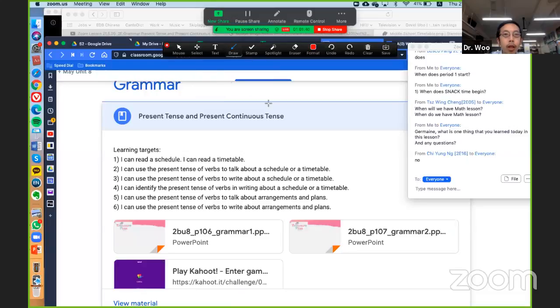So we achieved these learning targets. One, I can read a schedule. I can read a timetable. Two, I can use the present tense of verbs to talk about a schedule or a timetable. And three, I can use the present tense of verbs to write about a schedule or a timetable. So we did the first three. That's pretty good.